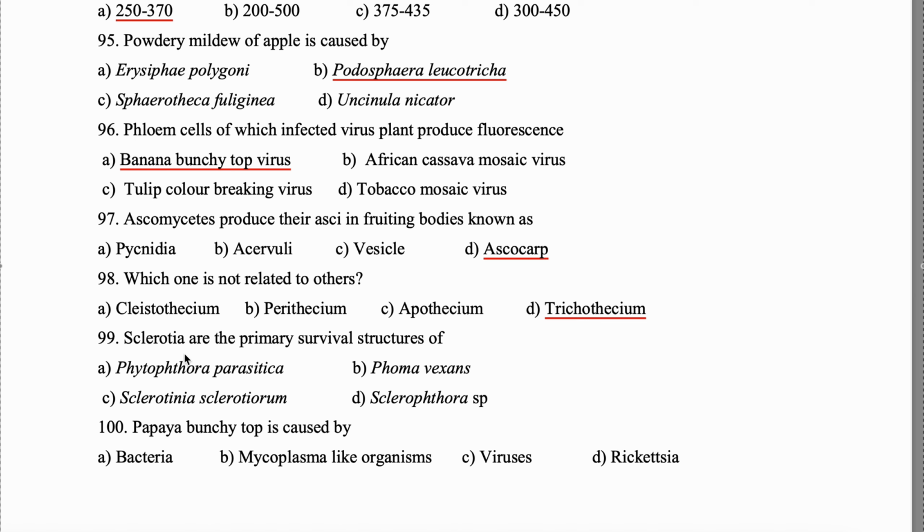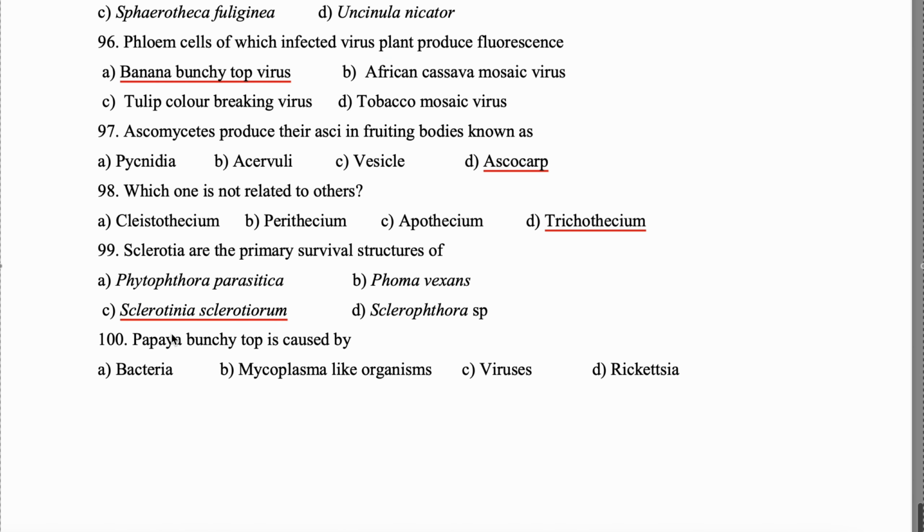Question 99. Sclerotia are the primary survival structures for Sclerotinia sclerotiorum, right? Yes. Now coming to question number 100, papaya bunchy top disease is caused by what? Please don't get confused about the bunchy top, because normally we study banana bunchy top, which is caused by a virus, but here the question asks about papaya bunchy top, so it will be caused by rickettsia.